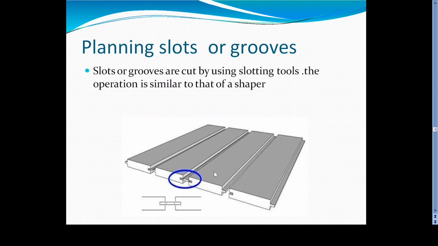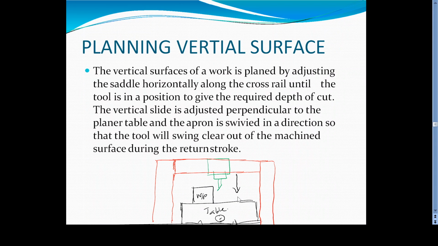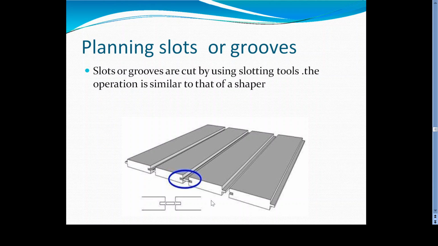Now we'll see the vertical surface. The vertical surface is different. Here you have to give a vertical feed while reciprocating the workpiece. The workpiece is reciprocating on the table, and while it moves, by lowering the cross rail we give the vertical feed so that you can machine the vertical surface. Here we can also do slotting operations. A long slot can be cut on a planer machine.